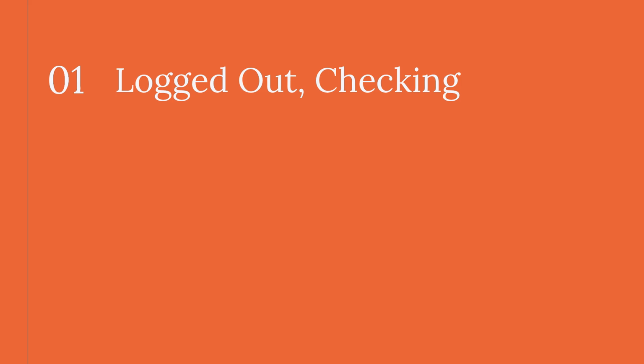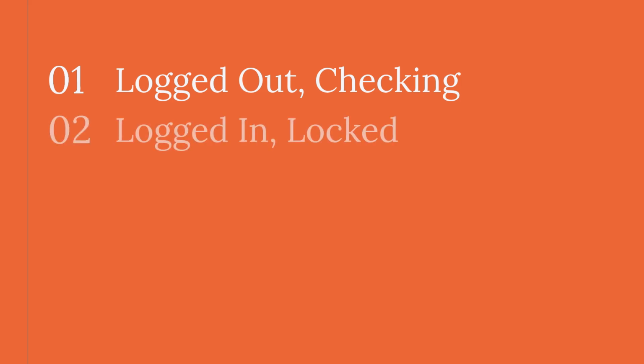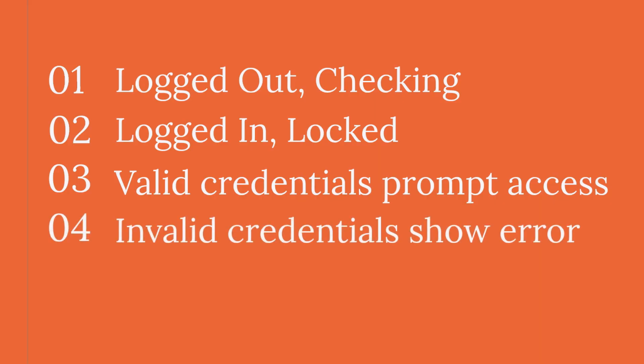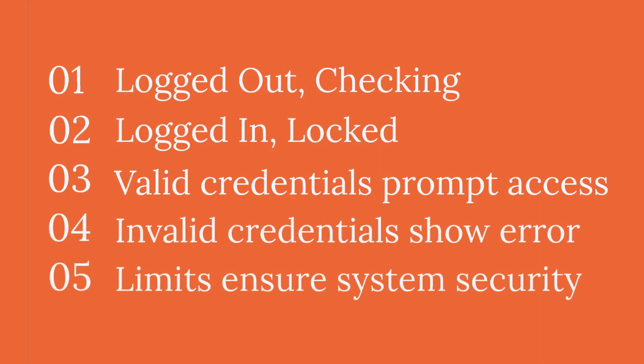A login system with lockout is another state machine example. States are logged out, checking, logged in, and locked. Inputs like valid or invalid credentials cause transitions. Outputs include granting access or showing error messages. This system ensures security by limiting login attempts.